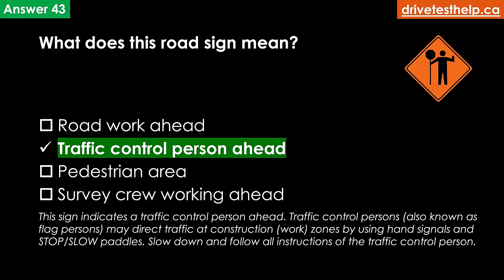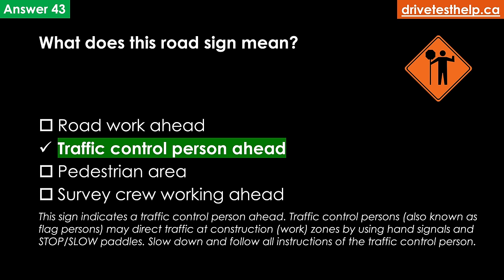Traffic control person, also known as a flag person, may direct traffic at construction work zones by using hand signals and stop or slow paddles. Slow down and follow all directions of the traffic control person.